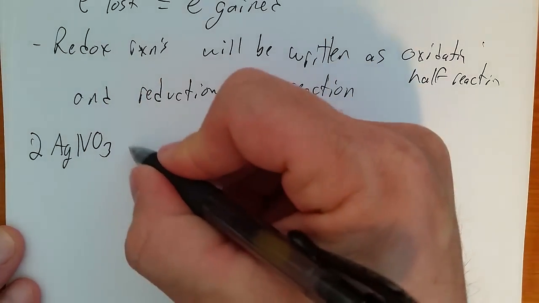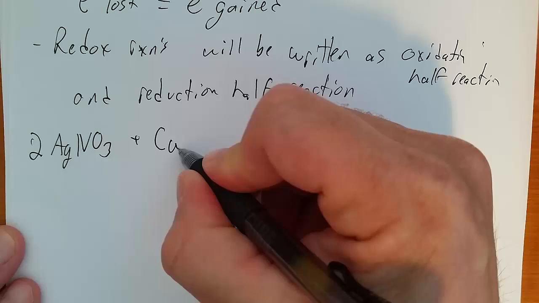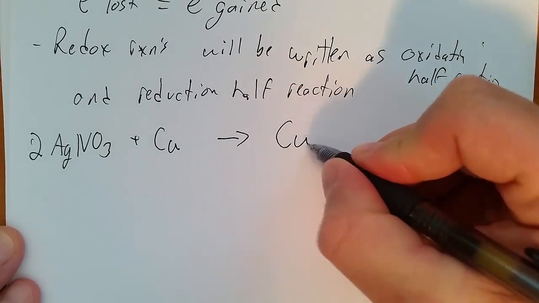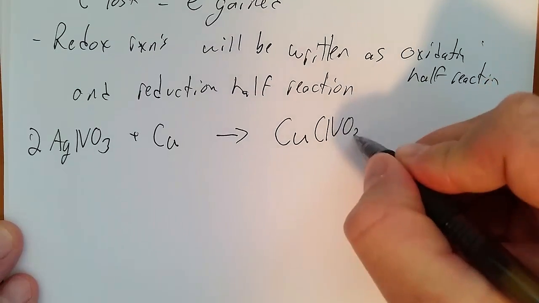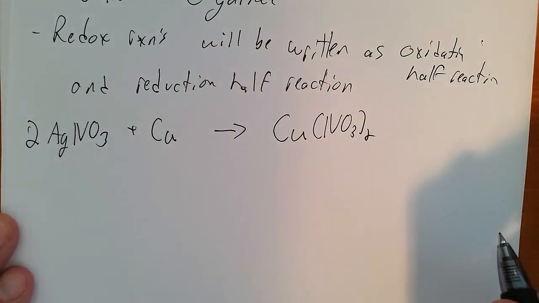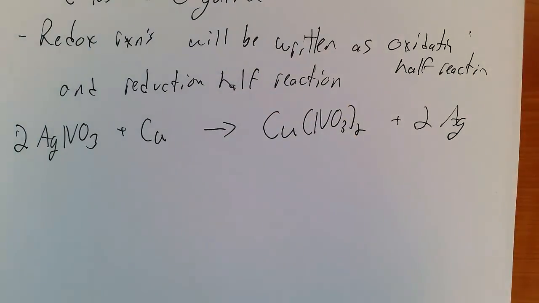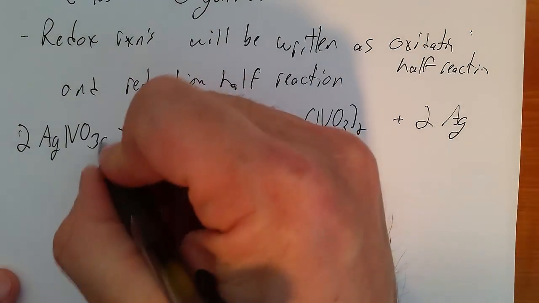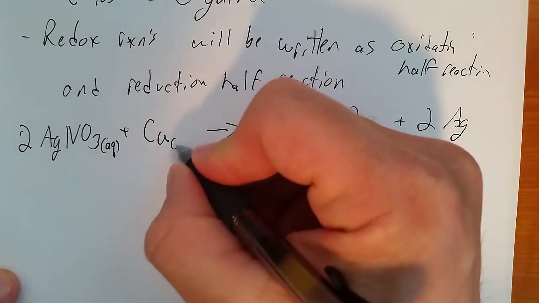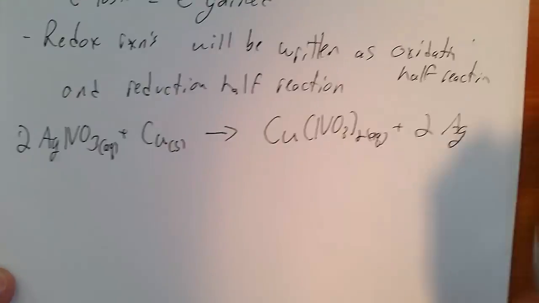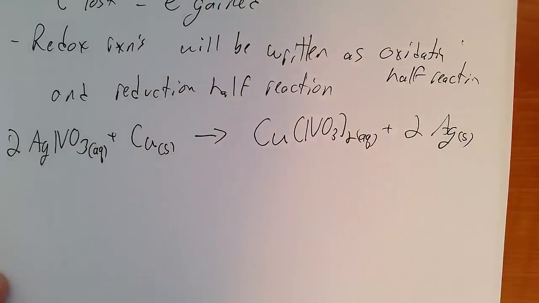2AgNO3, silver nitrate, plus copper yields Cu(NO3)2, copper nitrate, plus silver. And if we look at these, this is going to be aqueous, dissolved in water. This will be solid. This will now be aqueous, dissolved in water. And this will be solid.